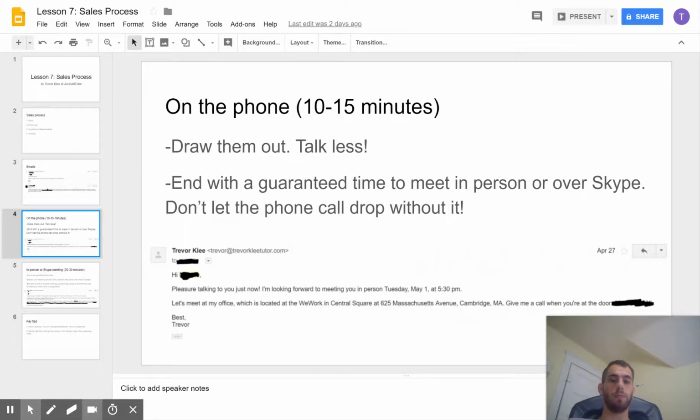This part's really important, by the way. If you end the phone call without finding an actual time to meet in person, you messed up. Because people are naturally lazy. If you don't tell them this is when we're meeting, they're probably not going to arrange it on their own.